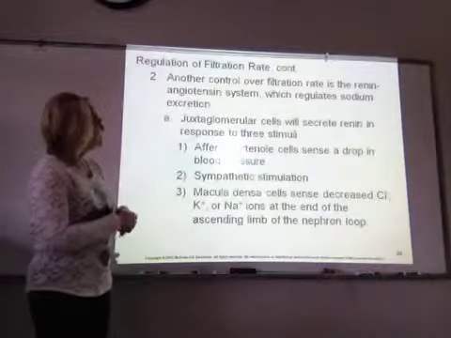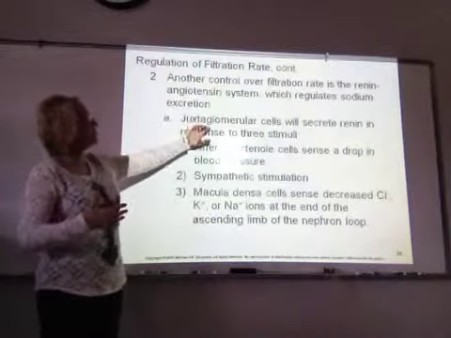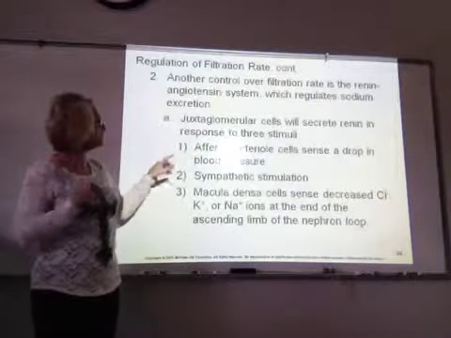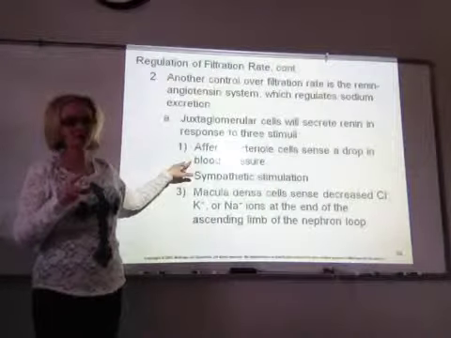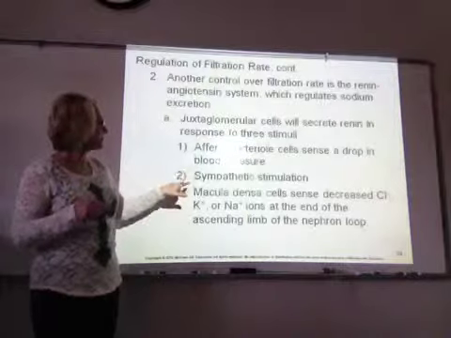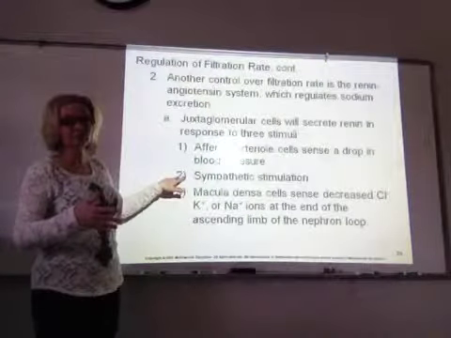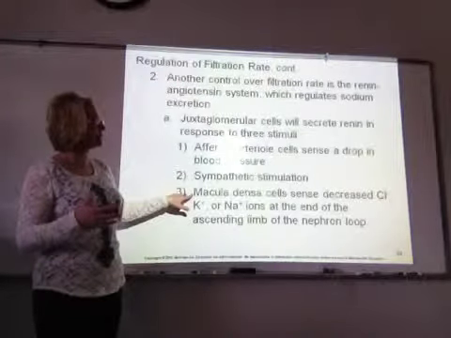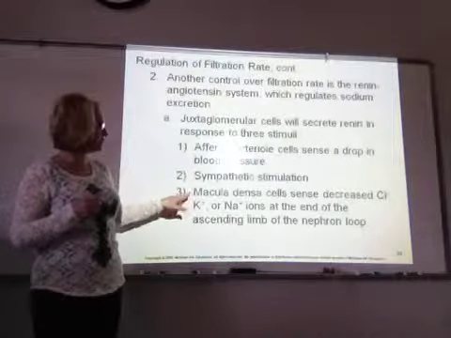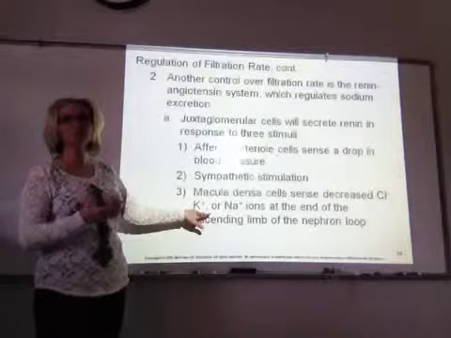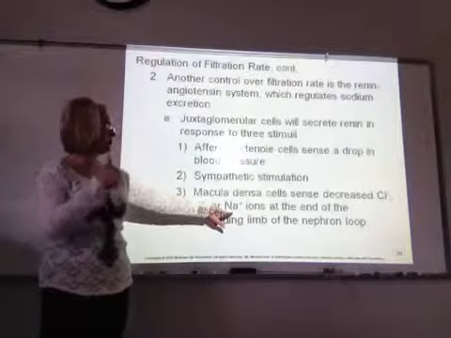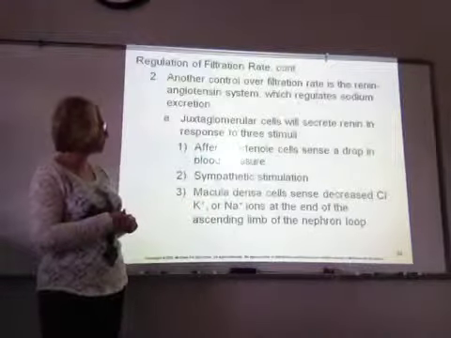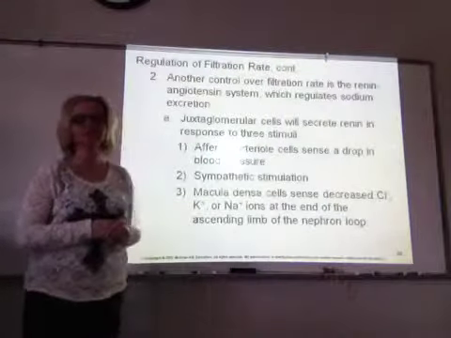So what happens, the juxtaglomerular cells will secrete renin in response to three things. One, a drop in blood pressure, so if your blood pressure drops. Two, sympathetic stimulation from your brain, so this is going to come from your brain. And three, the macula densa cells are going to pick up or sense a decrease in your important salt ions. So sodium, chloride, there's also potassium chloride, so that's why both of them are together. And they are going to pick up the difference there.